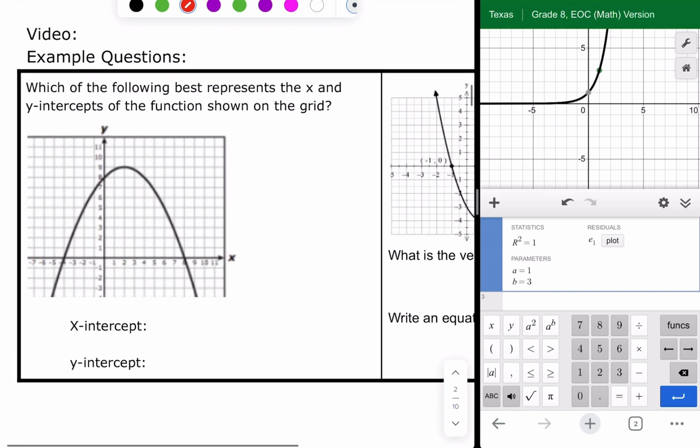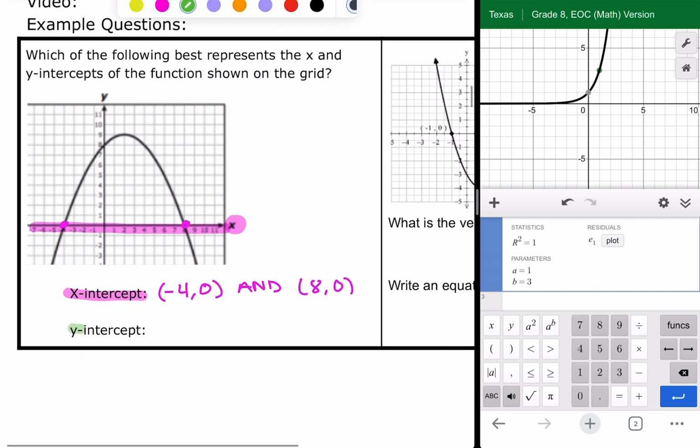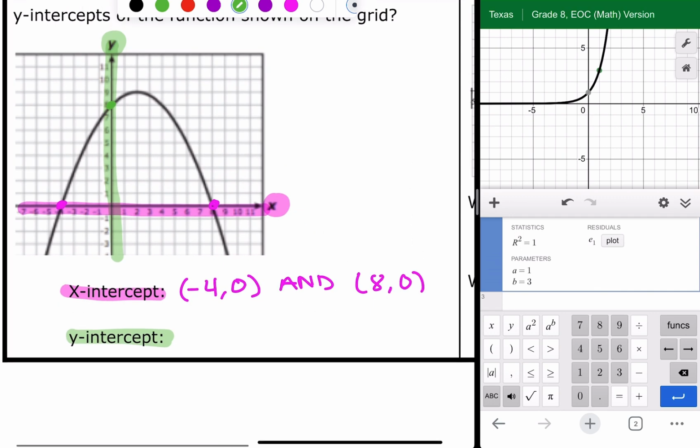It says, which of the following best represents the x and y intercepts of the function shown on the grid? If we're talking about x-intercepts, we're talking about the x-axis. So we have -4, 0 and 8, 0. If we're talking about the y-intercept, we're talking about the y-axis. And that touches at 8. It's kind of blurry, but 8. So that's going to be 0, 8.